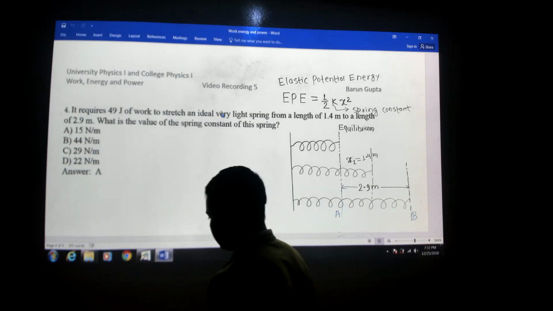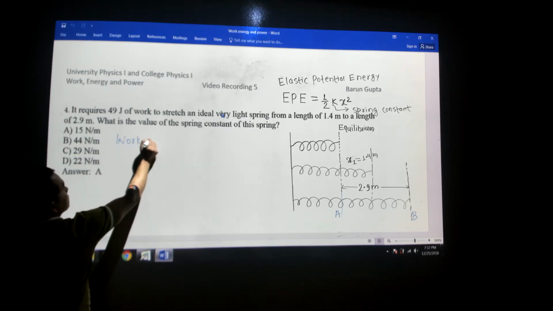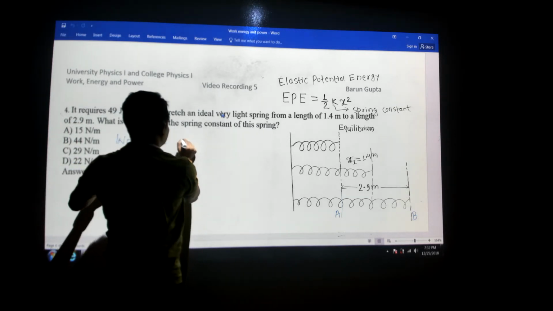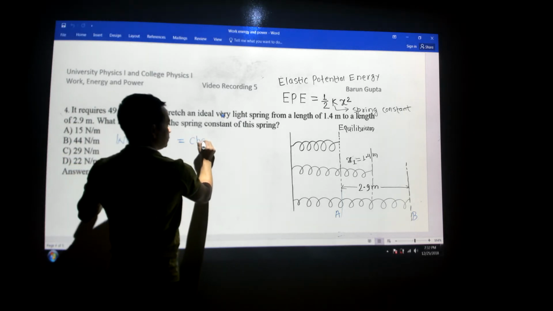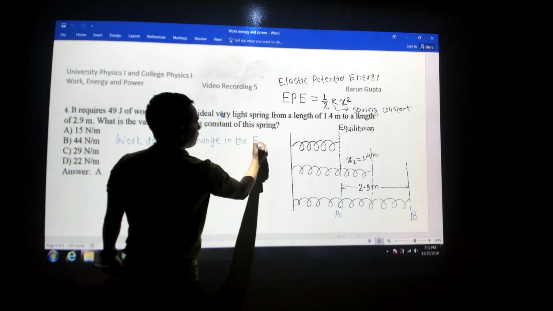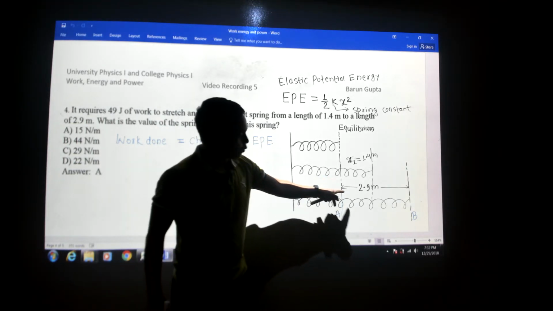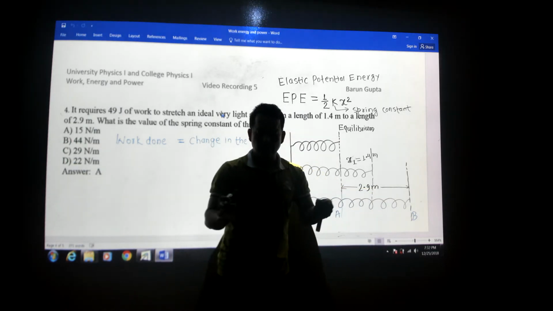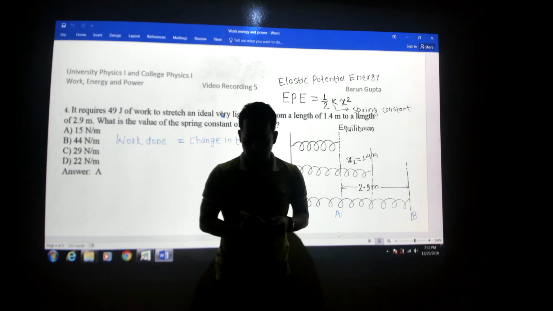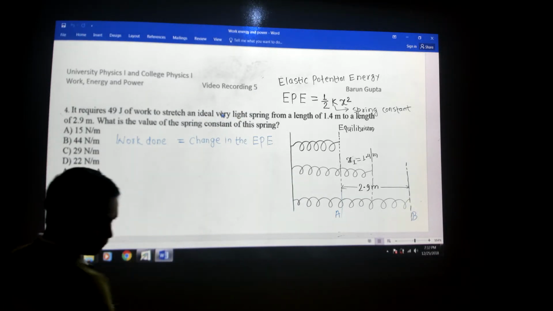So what I can write down here: this work done is equal to the change in the elastic potential energy. What does that mean? What is the potential energy at this point and what is the potential energy at this point? The difference of this potential energy has to be equal to the amount of work done. Okay, so now let's calculate this.